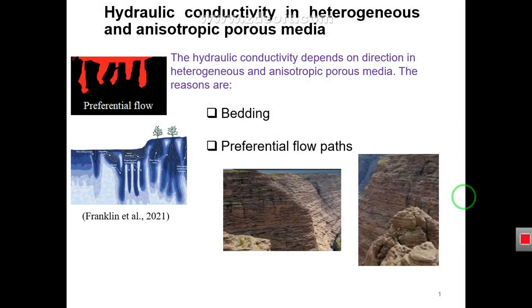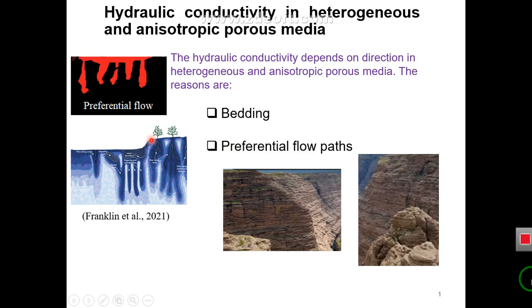Hello everyone. Today I am going to give my lecture on hydraulic conductivity in heterogeneous and anisotropic porous media. As you may know, the hydraulic conductivity is often anisotropic, which means that it varies with the direction of flow. There are two reasons. The first reason is bedding in sedimentary rocks, which is shown here and also given here. The second reason is preferential flow paths.